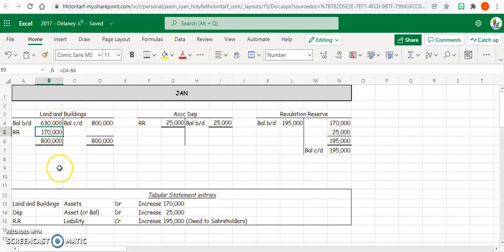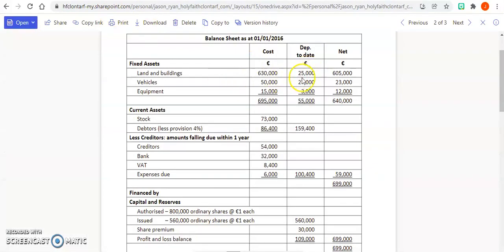So we're going to debit our land and buildings by 170,000. If you remember your assets, to increase your assets, you put it on the debit side. And your revaluation reserve is a liability because we owe it back to the company. We haven't sold it yet, so we owe that back to the company. So in your revaluation reserve, to increase the liability, you're going to put it on the credit side, so it's 170,000. Then remember, when we revalue anything, we need to also bring the depreciation that we have paid so far on the asset over to the revaluation reserve. So you've got 25,000 already paid in depreciation, so that's just 25,000 here.